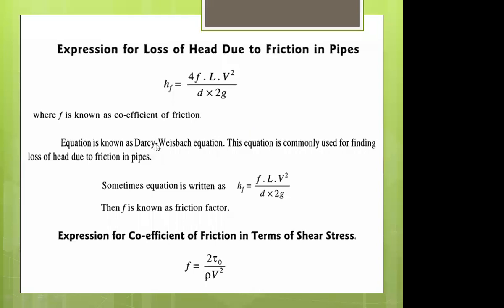hf is equal to 4flv square upon 2gd, where f is the coefficient of friction. Then how to find out this f? So write down there coefficient of friction in terms of shear stress. Small f is equal to 2 tau 0 upon rho v square.